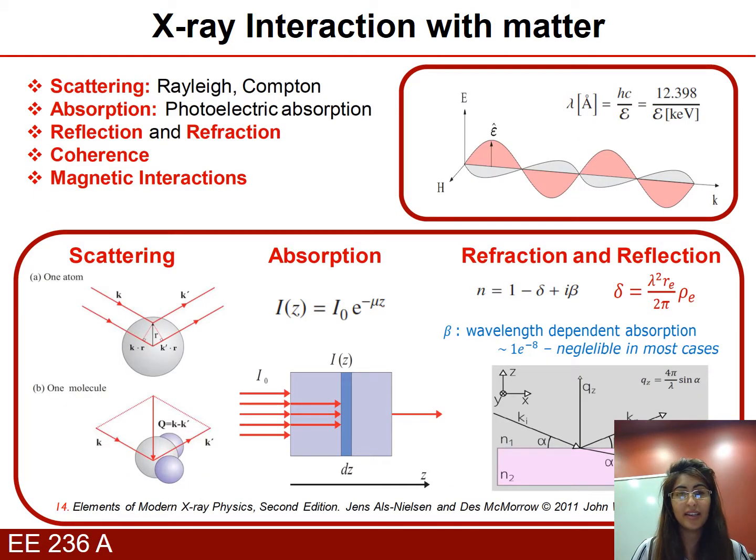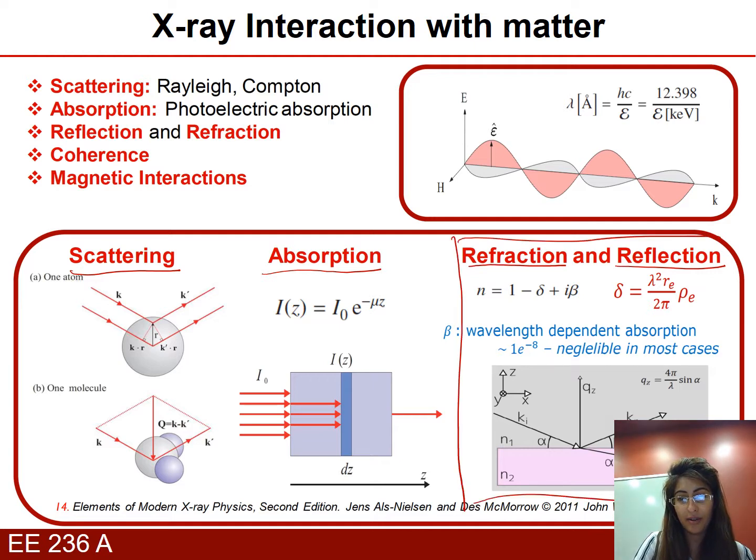So, to significantly improve the image contrast in X-ray imaging, let's take a moment and go back to finding out how X-rays behave when they interact with matter. They undergo various phenomena such as scattering and absorption, on which conventional X-ray imaging is based. They also undergo refraction and reflection, which we covered a lot in our modern optics class. I'm going to focus on refraction and reflection to increase the image contrast in X-ray imaging.